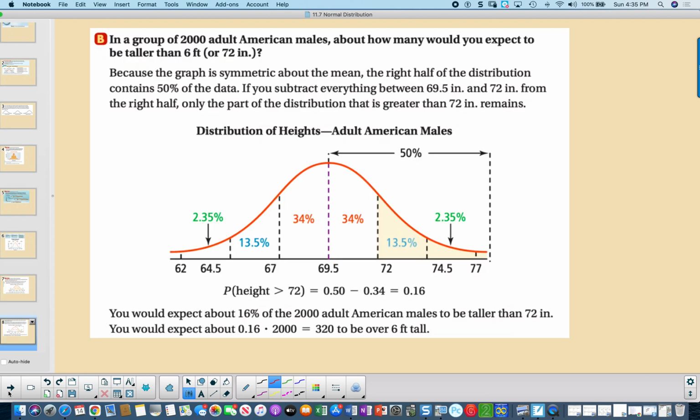In a group of 2,000 adult males, about how many would you expect to be taller than 6 foot or 72 inches? So you can see that we are going to see the shaded area right here. Well, instead of trying to add up all of these little numbers here, you're going to expect to see that this number right here will be the difference between 50 and 34. So when you subtract those two numbers, this will be 16%. So you would expect about 16% of the population to be 72 inches or over.